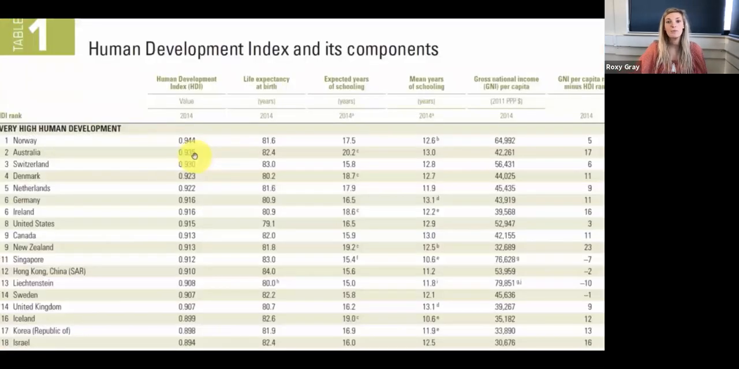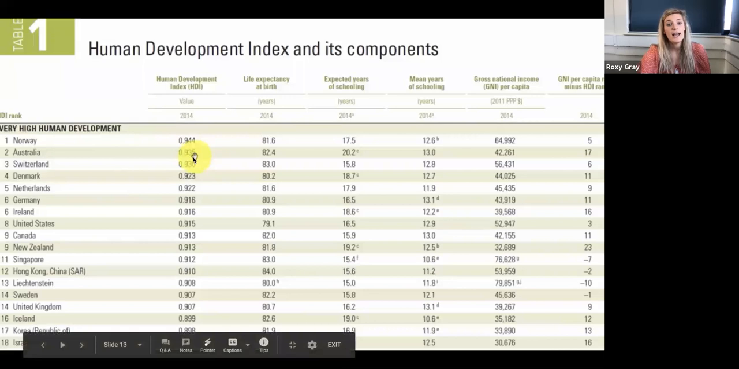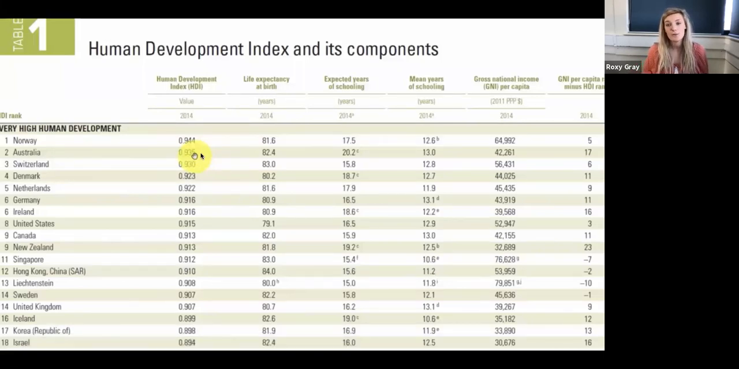Here's just an example of what the Human Development Index and its components actually look like. So this is an excerpt from the 2014 report. As you can see here, we've got the rankings down the side, and as you may or may not have expected, Australia ranks really well against the world in lots of these factors. So in 2014, we were ranked number 2 in the world as having very high human development. So here you can see that this is the overall score, this is the index here, and then these are the little subsets that make up that composite score.